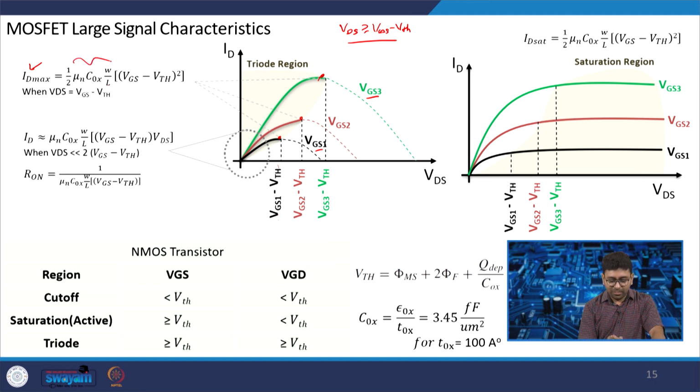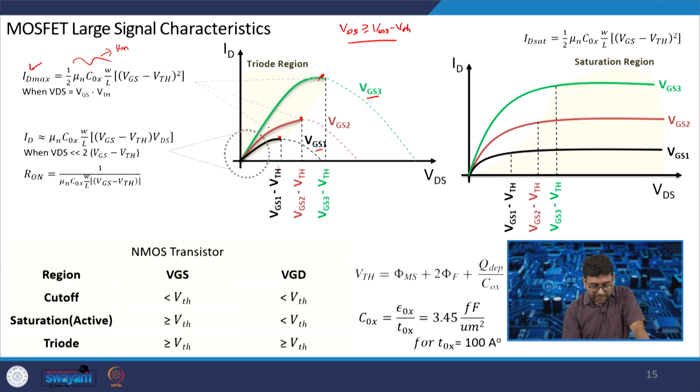In some books, this is also mentioned as a K. K W by L, where half mu n C ox is defined as some constant K, Kn or Kp for PMOS. Now, this is the region where your circuit is in saturation.